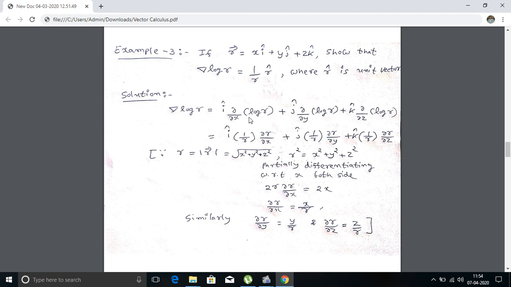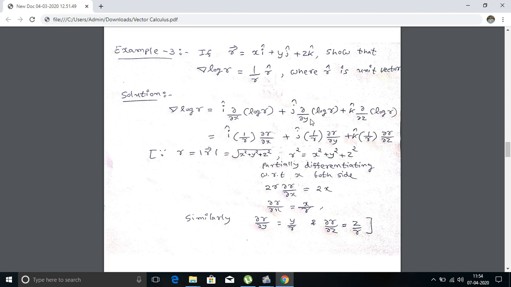So here we have to find partial derivative of log r with respect to x. So for that we have to differentiate log r with respect to r, then we will differentiate with respect to x. So this term can be expressed as ∂/∂r of log r into ∂r/∂x. So what is ∂/∂r of log r? It will be 1 divided by r. So answer is 1 divided by r into ∂r/∂x.